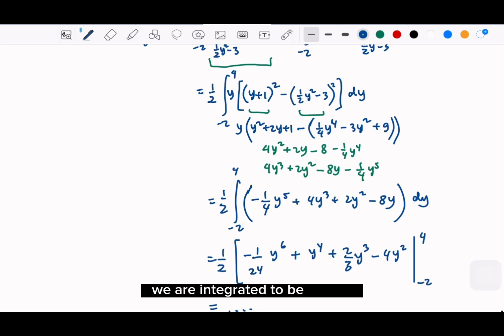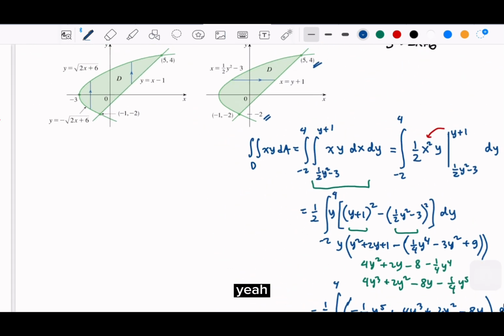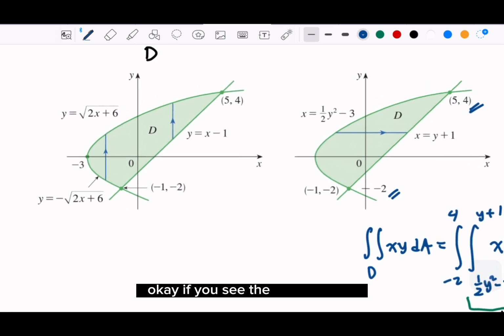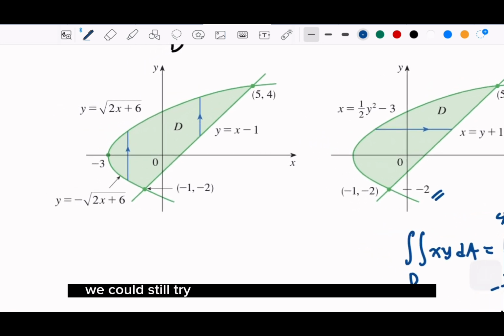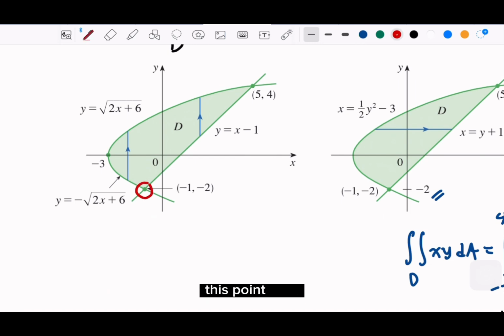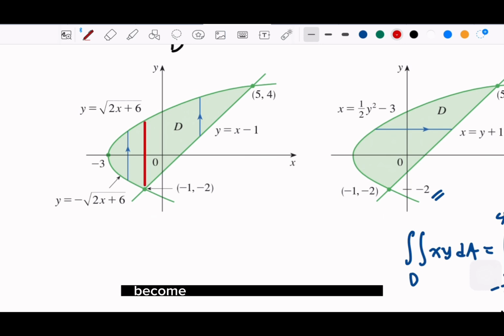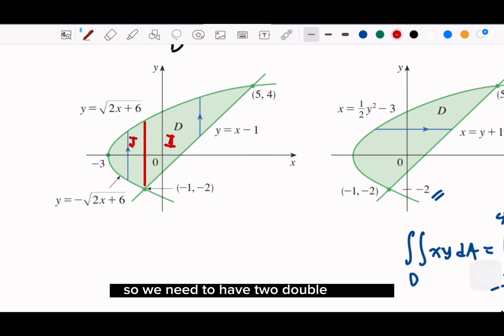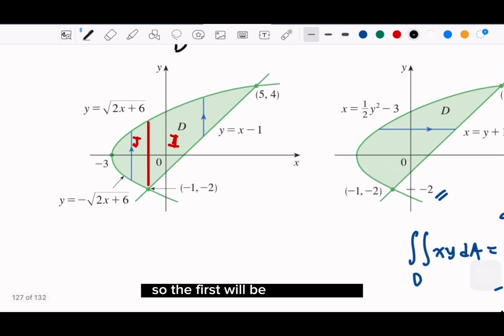We are integrating to the total. But the way we see which one is on the top and which one is on the bottom is similar to calculus one. I should know which one is the top and the bottom. Okay, if you see the left one here, we could still try forcing our way to find the integral, but the problem is this one here, this point here. If you want to make it into integrations, then this is going to become two areas, right? So we need to have two double integrals. So the first will be, so we write here.